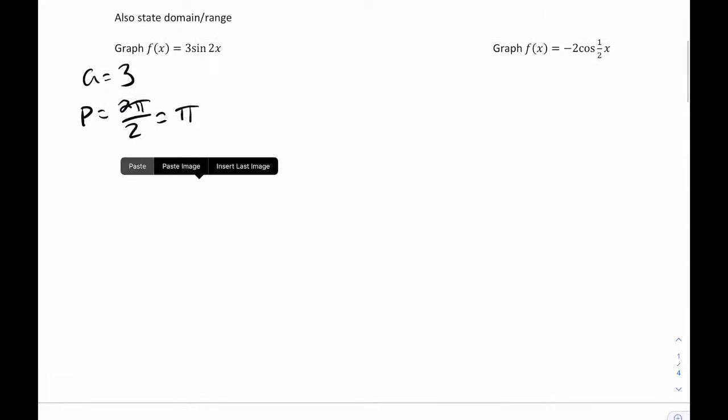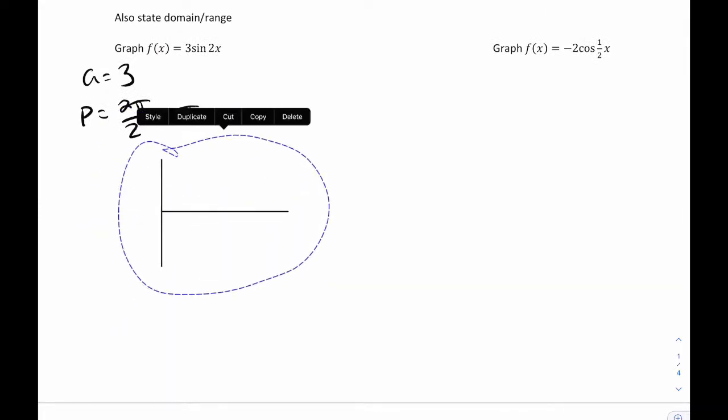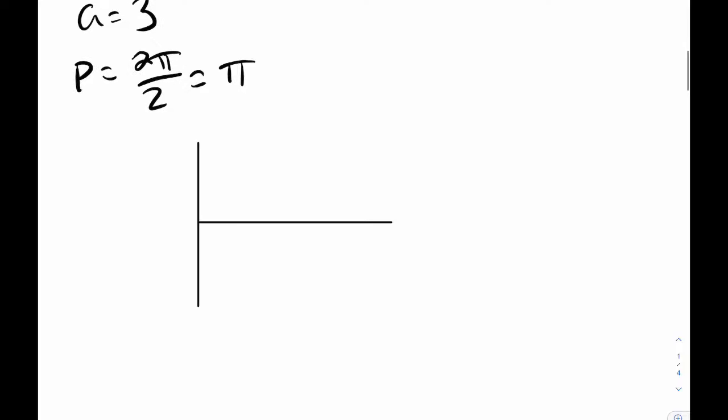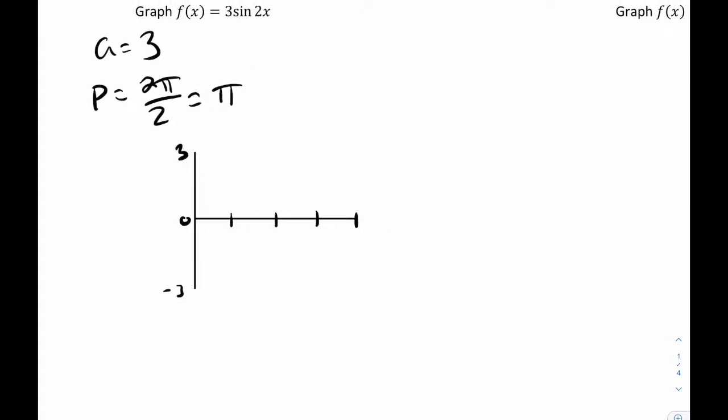Now we're going to put our t in right there. Label 0. We're going to go up 3 and down 3 this time. Go 1, 2, 3, 4. The fourth tick mark is pi. Now scale appropriately.